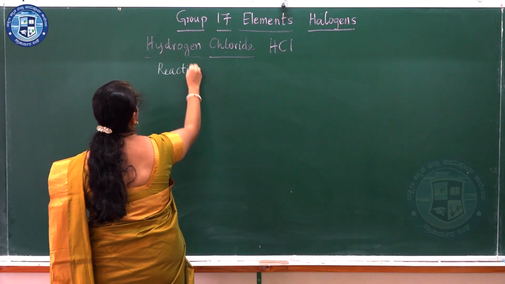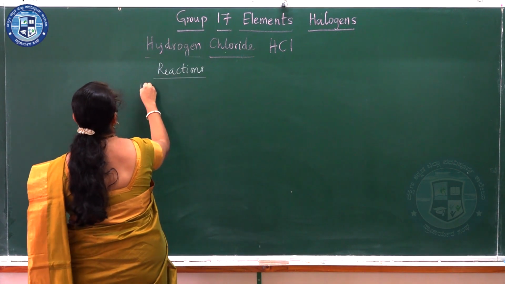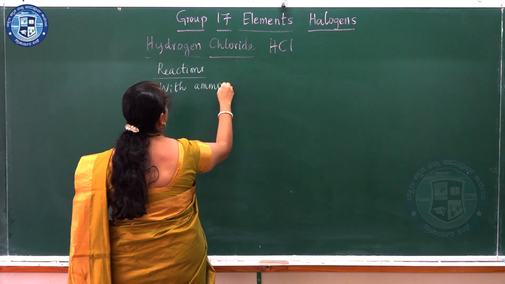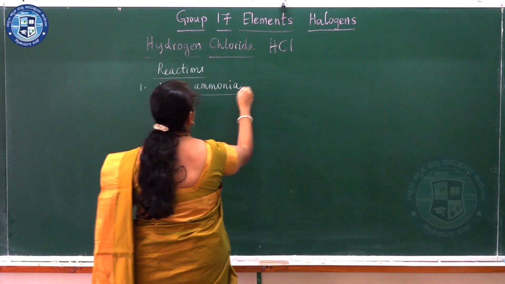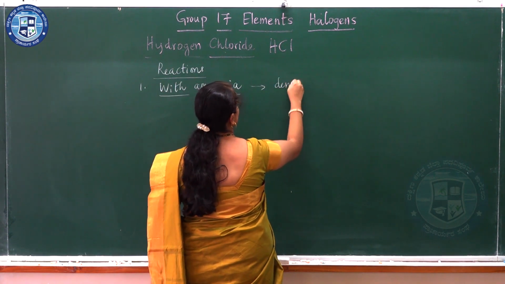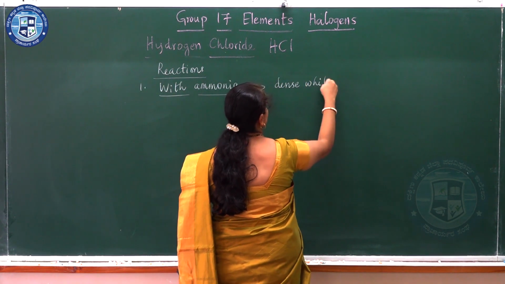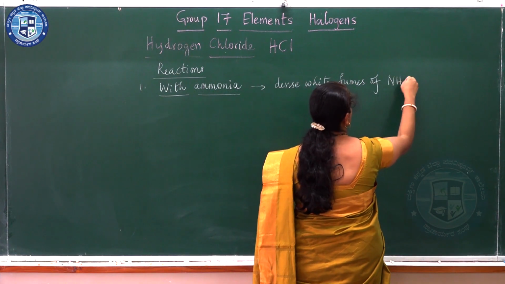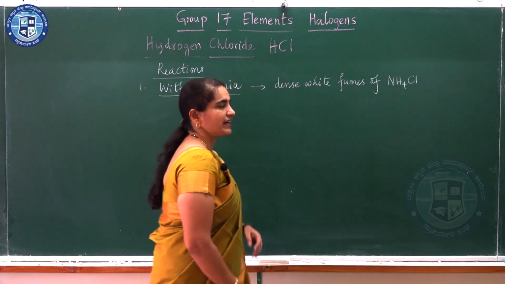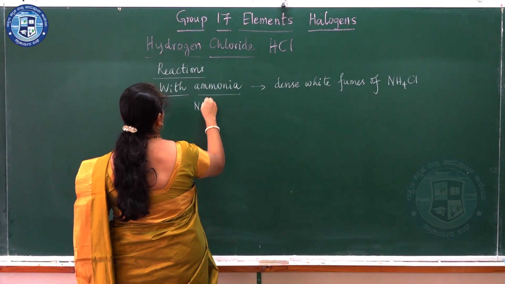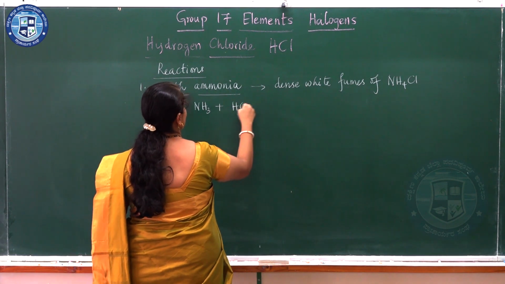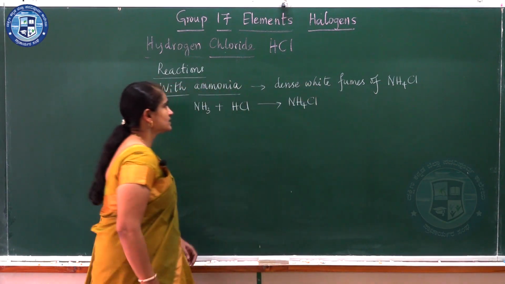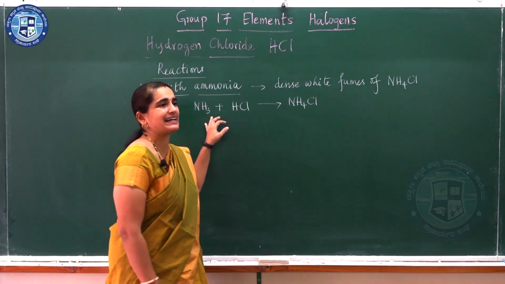Reactions. First, with ammonia. This generally ends up with dense white fumes of NH4Cl. The equation: NH3 plus HCl gives NH4Cl. See students, this you have done in your practicals.